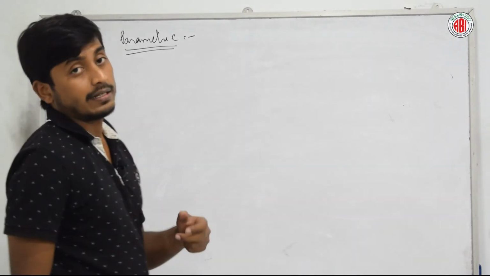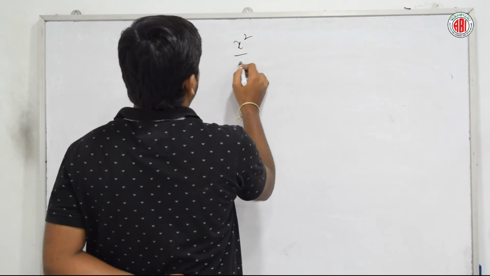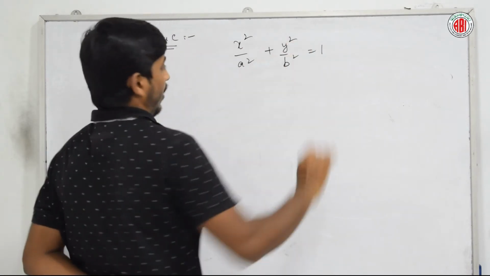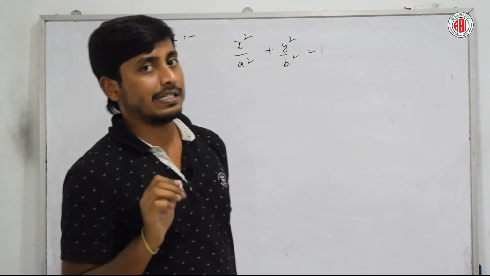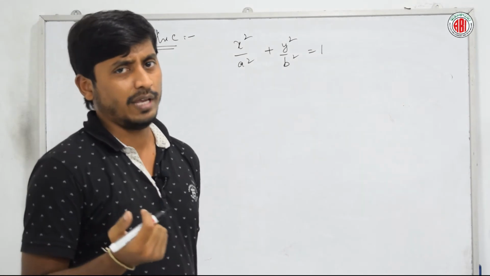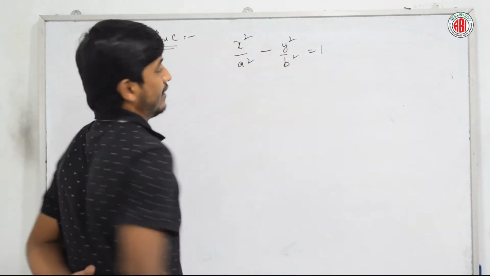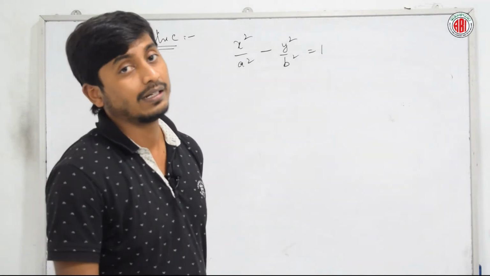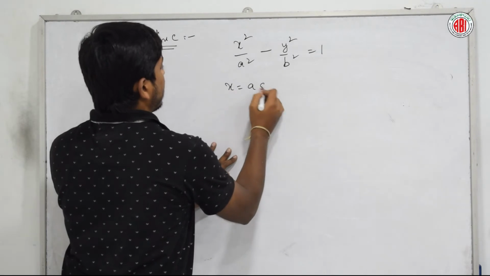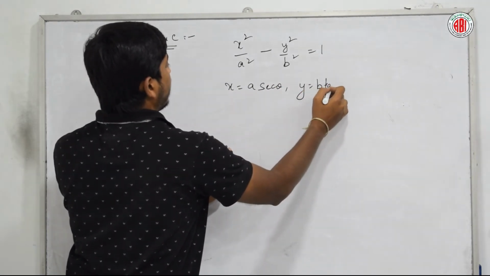In the recent sessions of ellipse, we also discussed that for x square by a square plus y square by b square is equal to 1, since it is a plus, we can write x as a sin theta, y as b cos theta. What if it is minus? Same trigonometry, use the other terms. Can I write x as a secant theta, y is equal to b tan theta?